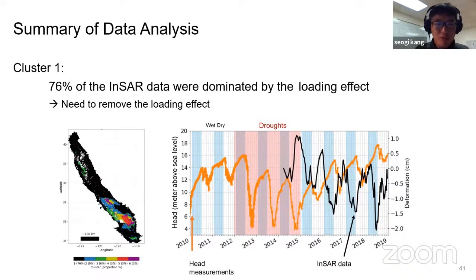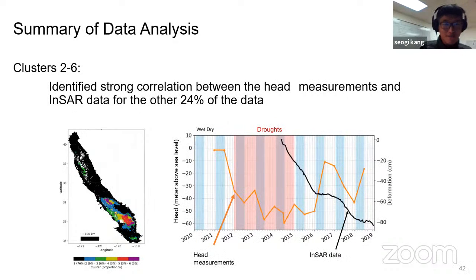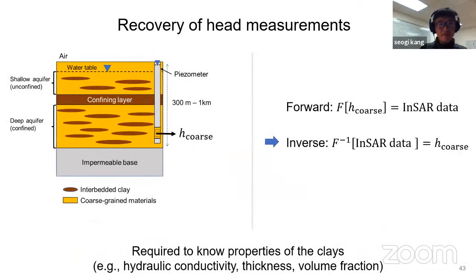And so we need to somehow remove the loading effect, because what we want is extracting the poroelastic effect due to the changes in groundwater head. In clusters 2 to 6, we were able to identify strong correlation between the head measurements and the InSAR data. And that gives us a bit of promise for monitoring groundwater level by using the InSAR technique.